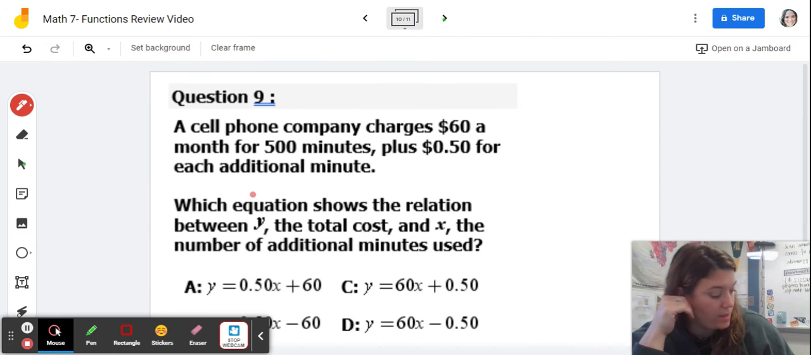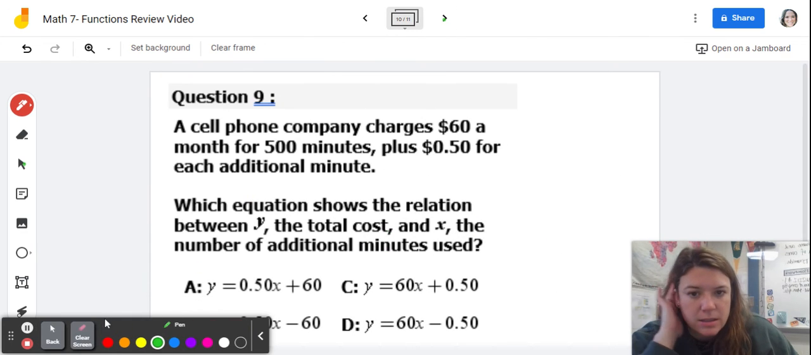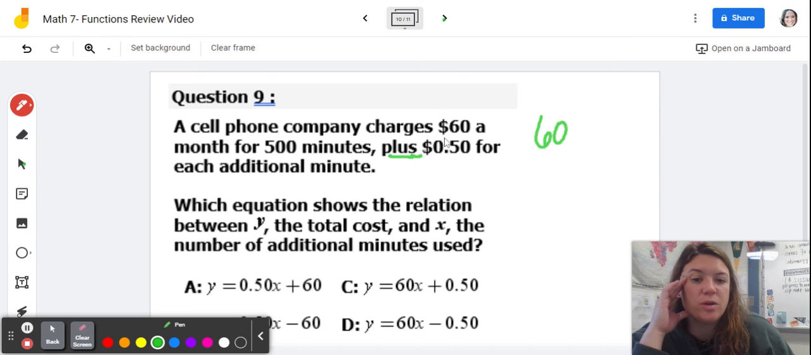2 more. Number 9 is the cell phone company. So $60 a month, and then plus 50 cents, here's the word plus, 50 cents for each additional minute. That should have been the part that you multiplied by the X.